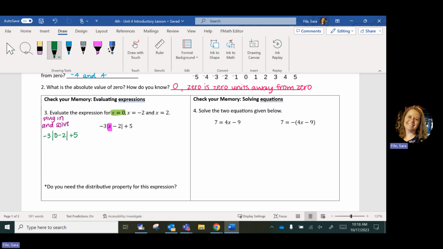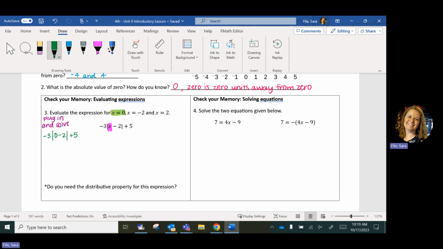When we are doing order of operations to evaluate an expression, your absolute value bars fall into the order of operations with like parentheses or brackets. Okay, PEMDAS, remember? So it's going to be that first thing. The first thing we do is parentheses. So this isn't parentheses, but it falls in the same place. So it's the first thing that we have to do before we multiply or divide or add or subtract.